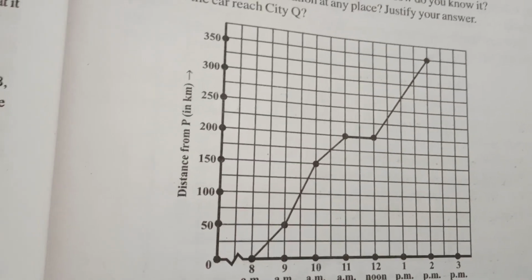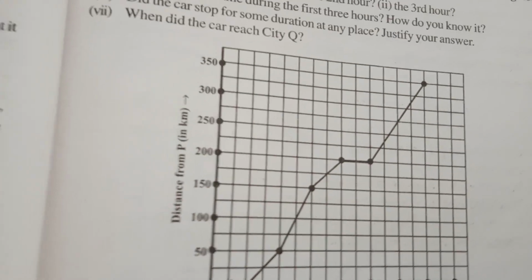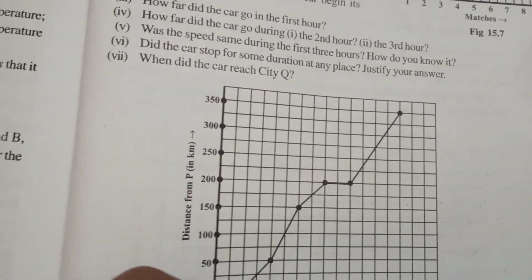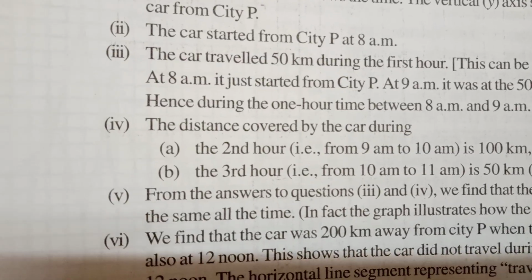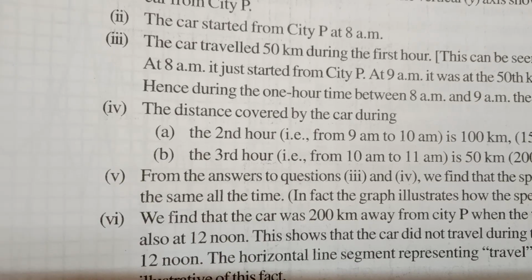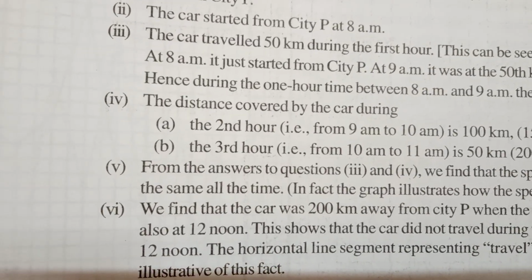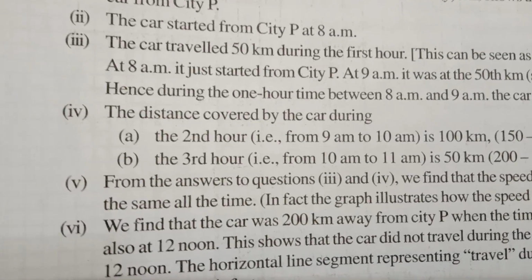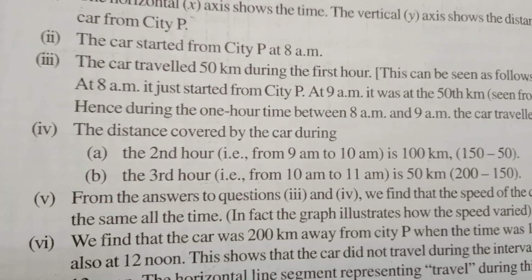During the second hour, from 9 to 10 a.m., it traveled almost 150 kilometers, which is 100 kilometers compared to the first hour. You can see that the car travels 50 kilometers during the first hour, from 8 a.m., where it started, to 9 a.m., when it was at 50 kilometers. And the distance covered by the car in the second hour, 9 a.m. to 10 a.m., is 100 kilometers, that is 150 minus 50.